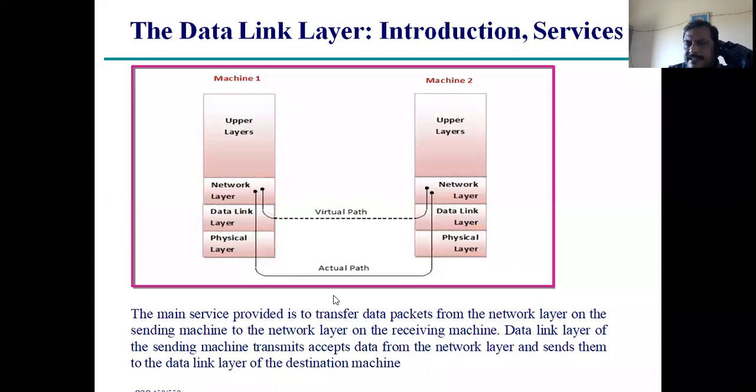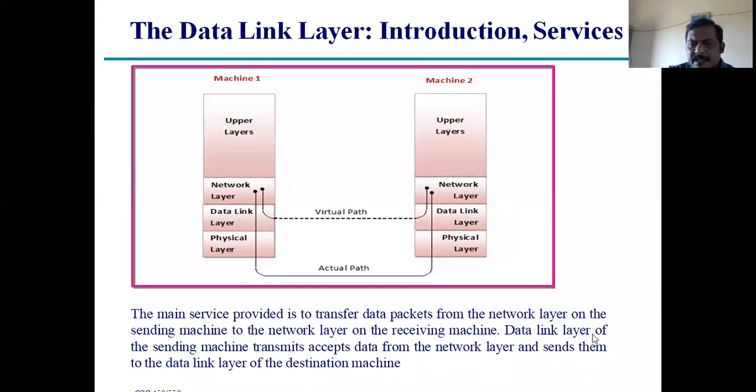So here, before transmitting that frame, first there is a structure. Here from network layer to data link layer. So this is the virtual path and this is the actual path, right? Virtual path and actual path. The main service provided is to transfer data packets from the network layer on the sending machine to the network layer on the receiving machine. Look here, network layer to network layer, sender to receiver, right? So the packet is transmitted from the sender's machine to the receiver's machine, from the network layer of the sender machine to the network layer of the receiver machine, and coming to the data link layer.